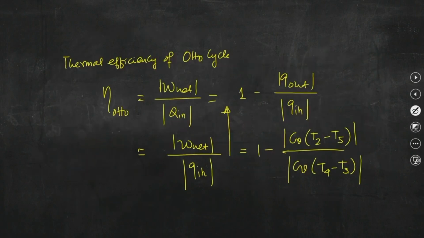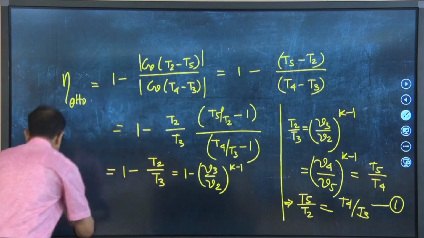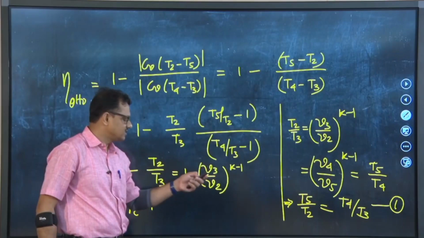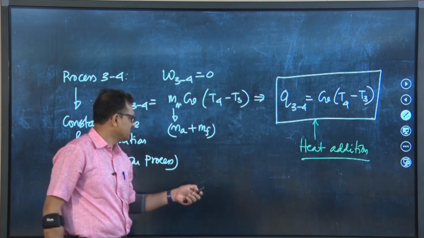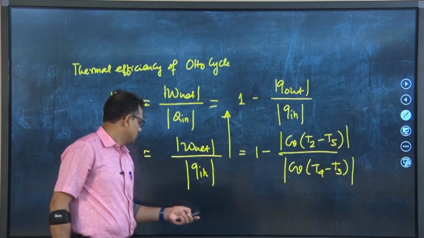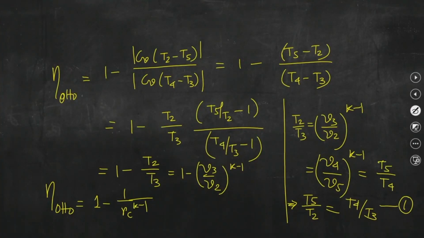If we go to the slide, V3 by V2 equal to 1 upon RC. So, we can write eta Otto equal to 1 minus 1 upon RC power k minus 1, because V2 by V3 is RC, that we have defined just a few minutes back. Let me go to that slide again. V2 by V3 equal to RC, so V3 by V2 would be 1 upon RC. So that is very important. The efficiency of the Otto cycle can be written as 1 minus 1 upon RC power k minus 1.